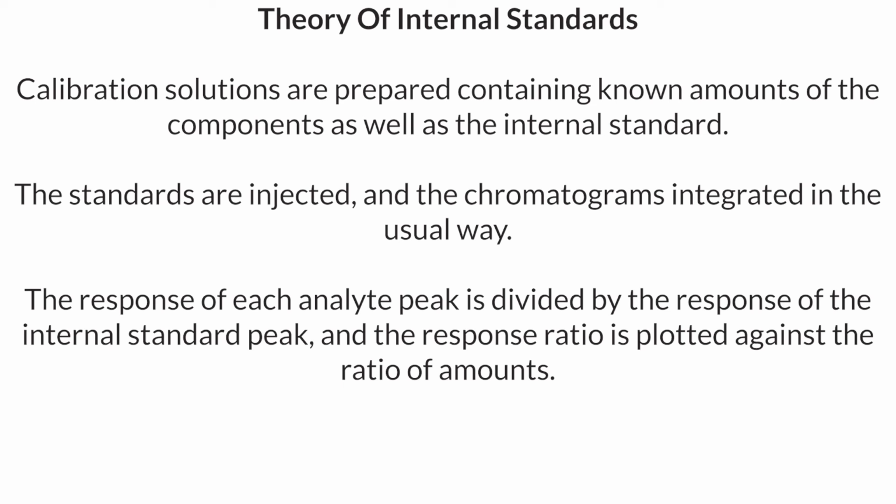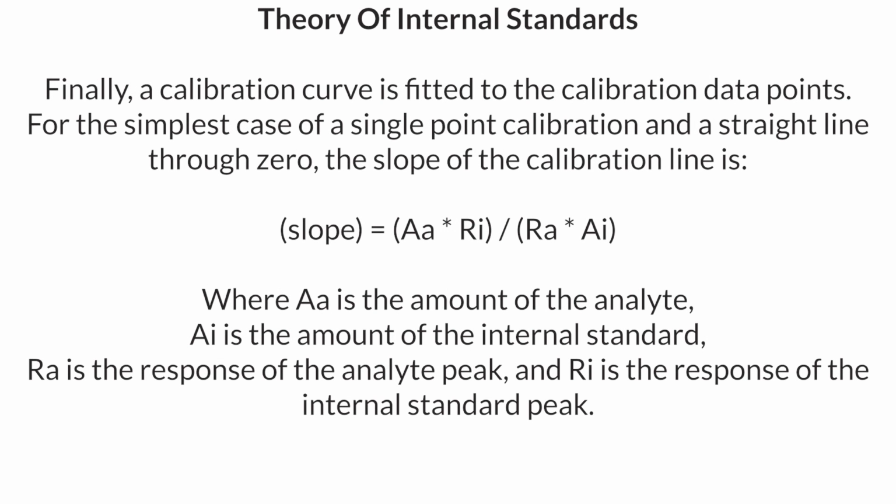The response of each analyte peak is divided by the response of the internal standard peak, and the response ratio is plotted against the ratio of amounts. Finally, a calibration curve is fitted to the calibration data points. For the simplest case of a single point calibration and a straight line through zero, the slope of the calibration line is slope equals AA multiplied by RI divided by RA multiplied by AI, where AA is the amount of the analyte, AI is the amount of the internal standard, RA is the response of the analyte peak, and RI is the response of the internal standard peak.